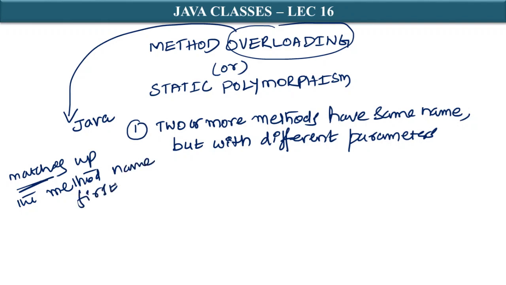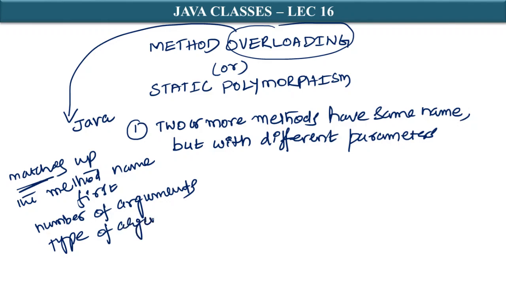Then after checking the method name, what will it check? It will check the number and type of arguments. It will check the number of arguments. Then it will check the type of arguments. It will check whether it is an integer type argument, whether it is a float type argument. Of course, it will also check the order of arguments.